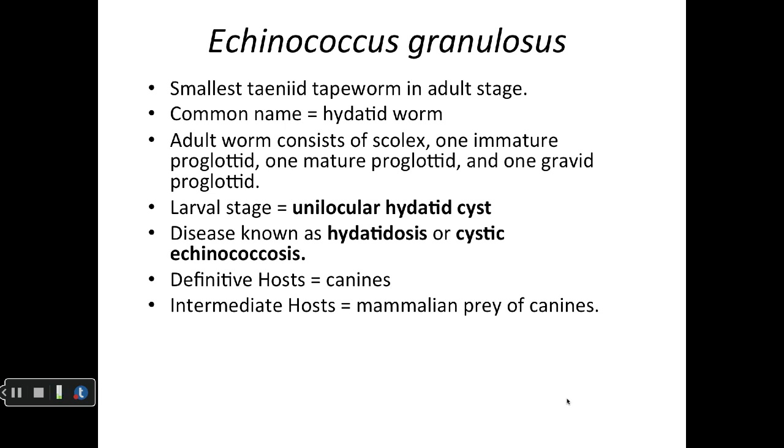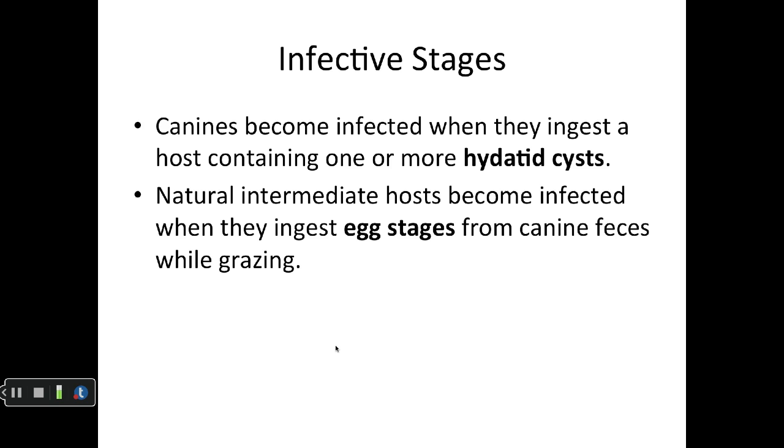The larval stage of Echinococcus granulosus in the intermediate host is called a unilocular hydatid cyst. And the disease in humans, in which humans enter the life cycle as an accidental intermediate host, is known as hydatidosis or cystic echinococcosis. In the life cycle of this parasite, dogs are the definitive host, and almost any canine, wild or domestic, can harbor the adult worm. So the adult worm is in canines, and just about any mammalian prey of a canine can serve as an intermediate host and harbor the hydatid.